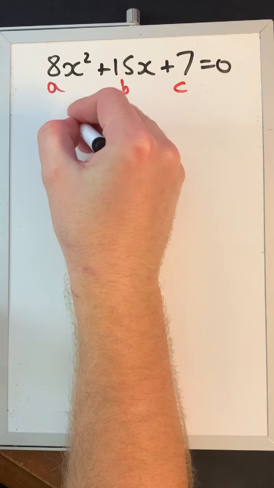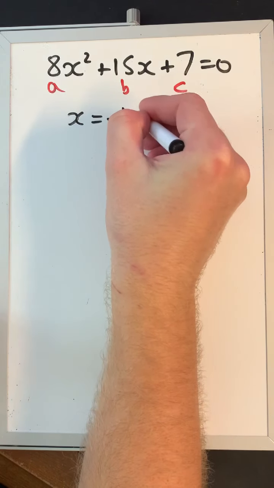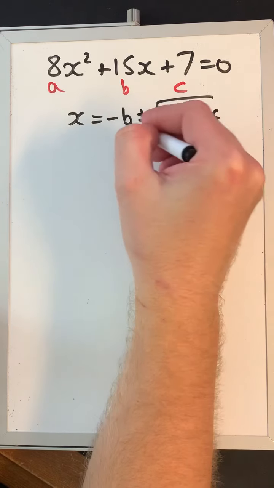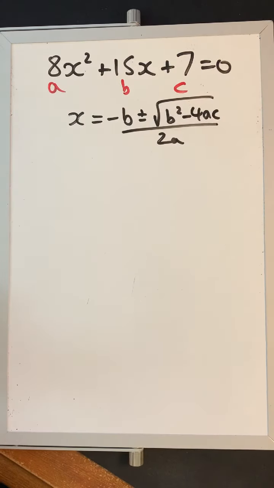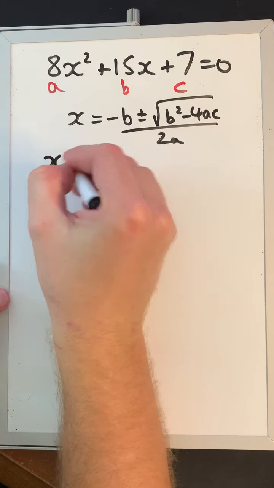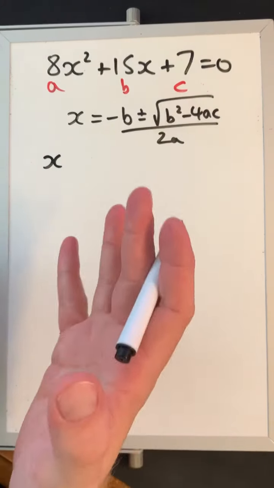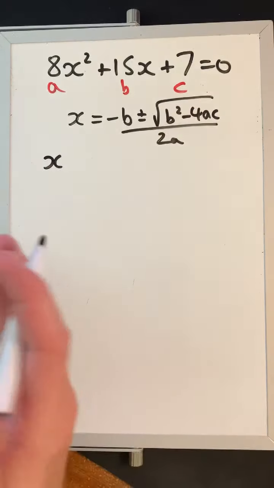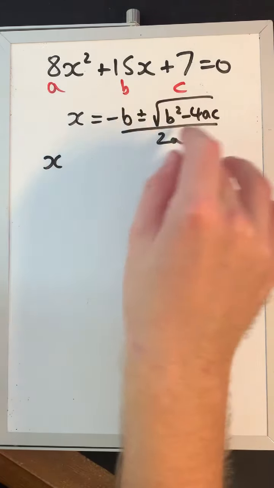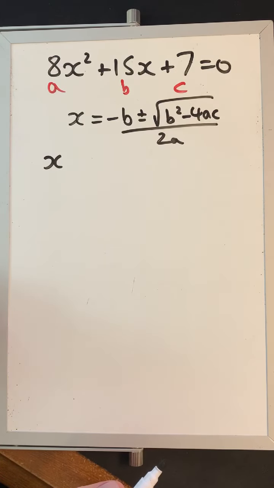And if you remember, the formula is x equals minus b plus or minus the square root of b squared minus 4ac, over 2a. So let's substitute these numbers in then. And once you've substituted the numbers in, that's pretty much all the work done. There's no trial and error or any kind of guesswork with this. It's just a case of working out what these numbers equal.